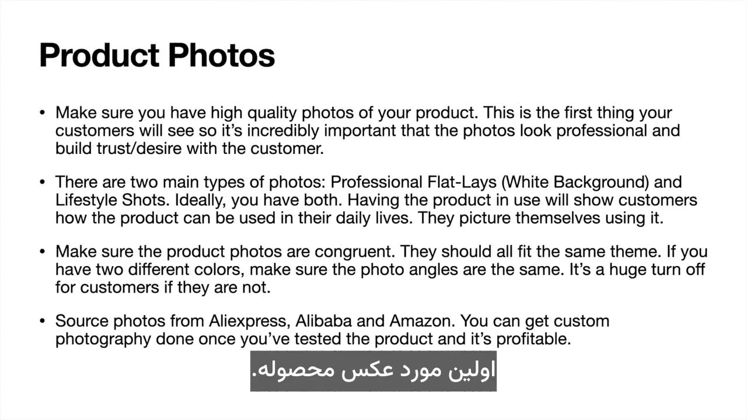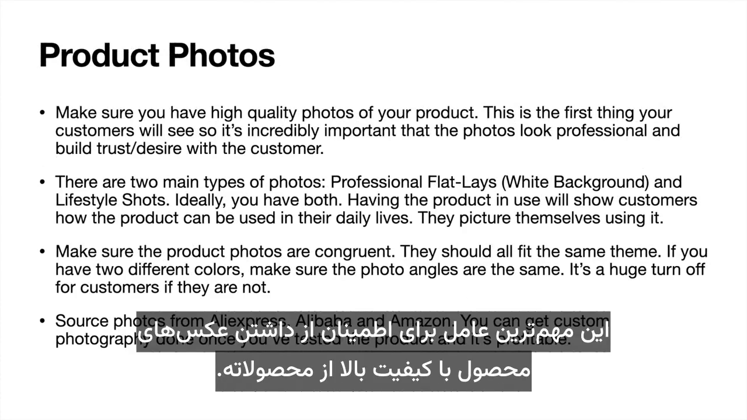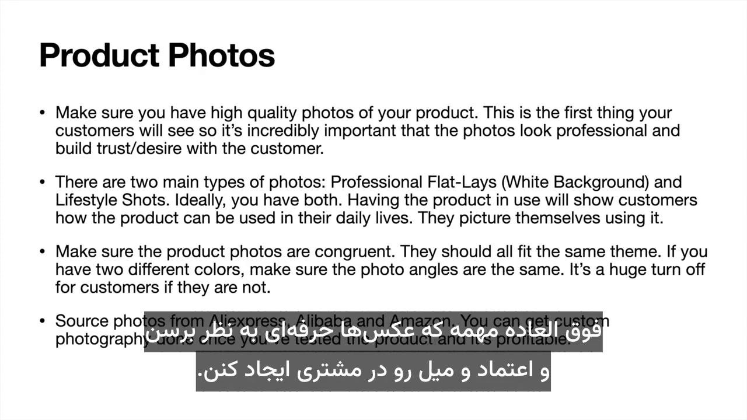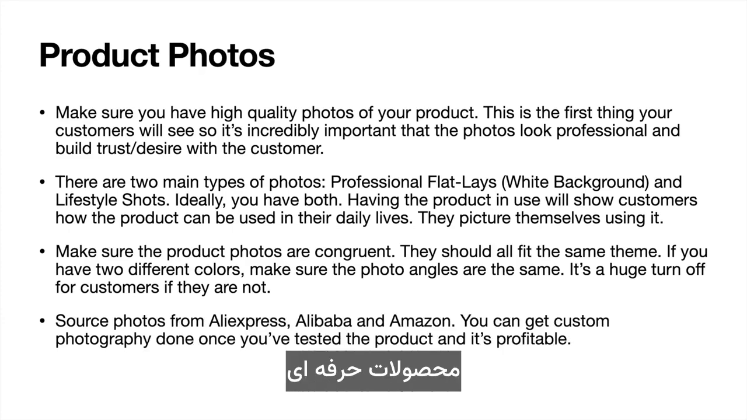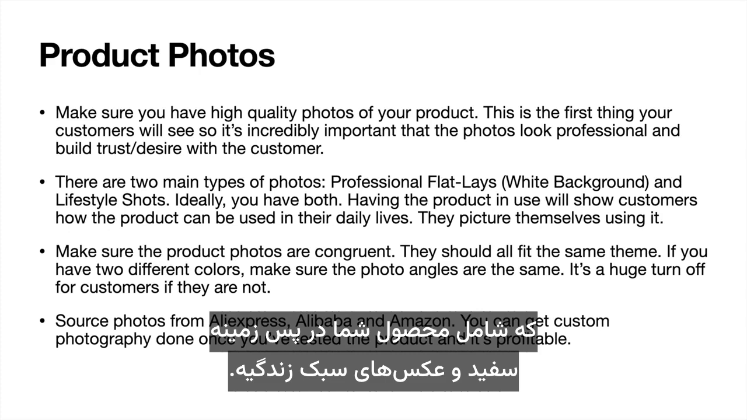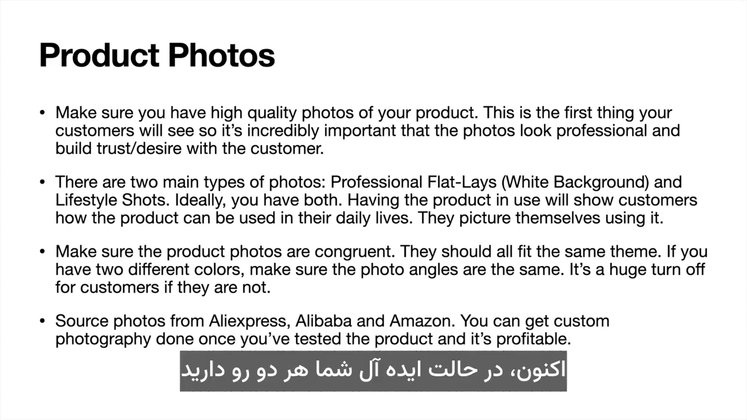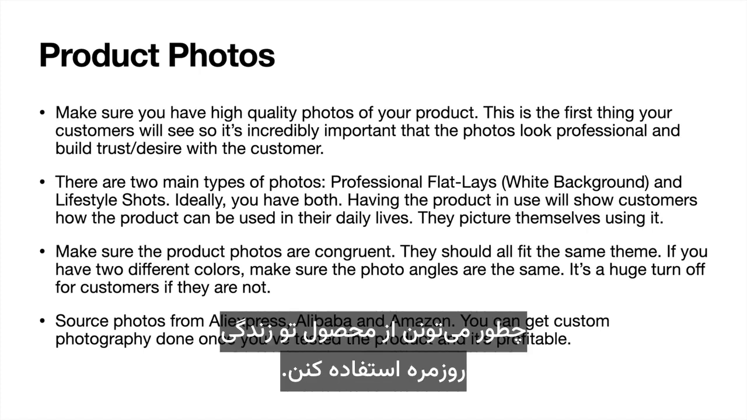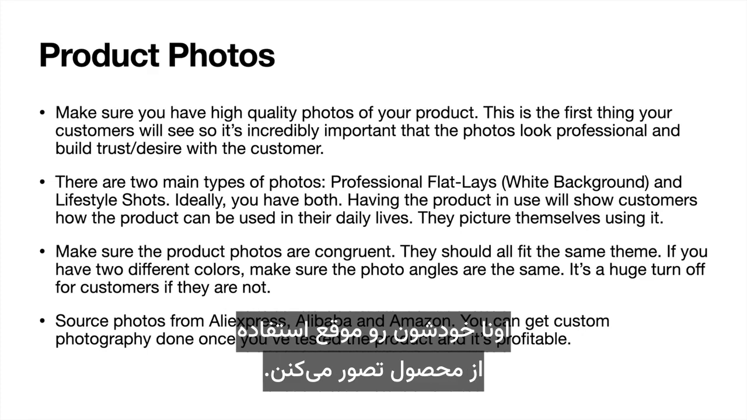So first, product photos. This is the most important factor. So make sure you have high quality product photos of your product. This is the first thing your customers will see when they click onto your website. It's incredibly important that the photos look professional and build trust and desire with the customer. There are 2 main types of products: professional flat lay products, which include your product on a white background, and lifestyle shots. Now ideally you have both. Having the product in use will show customers how the product can be used in their daily lives. They picture themselves using it.